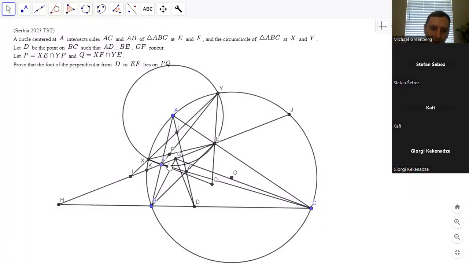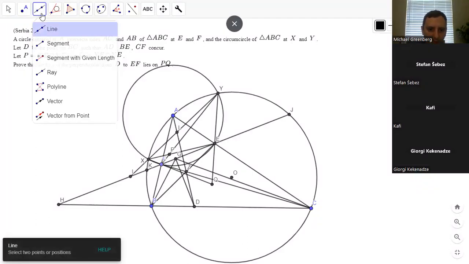Oh, but wait a sec. So wait, we have IFB and IEC. When I say pseudo similar, I mean the angles add up to 180. So okay, maybe IFB is similar to ECJ. Could that be? I don't think so, but I don't know.